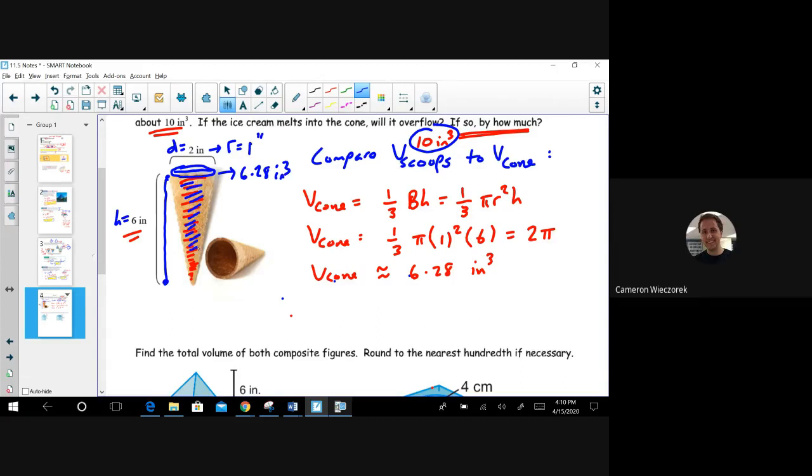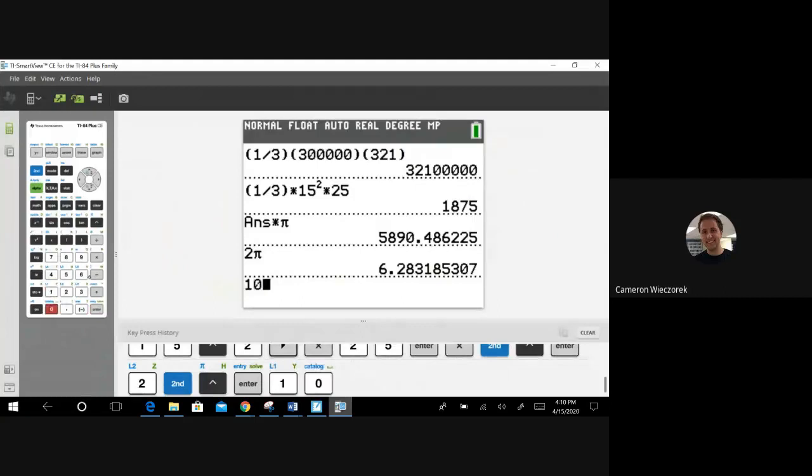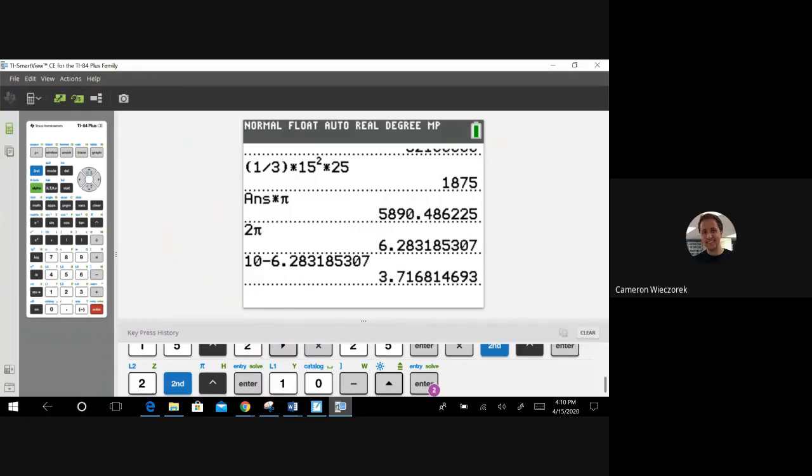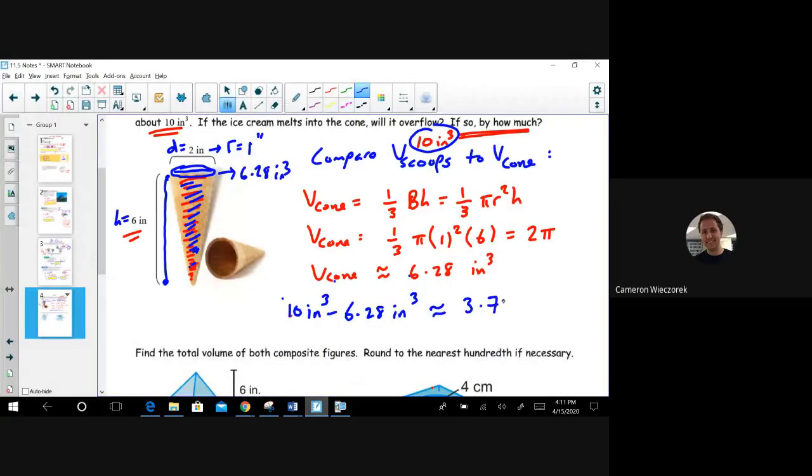All this filling up with ice cream. So to figure out how much it overflows by, I'm going to subtract. I'm going to take 10 cubic inches from the ice cream scoops, and I'm going to subtract off the amount that the cone can hold, but I'm going to use the whole decimal. So I'm going to go to my calculator, 10 minus, scroll up, get my answer. Overflows by about, did they tell us what to round to? They did not, so we'll just do 2 decimals. 3.72 cubic inches of overflow.